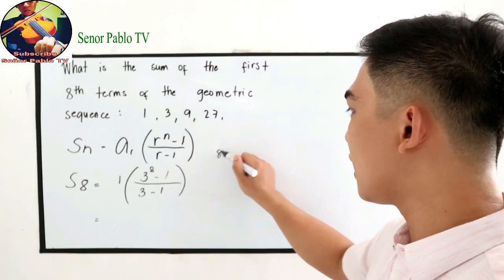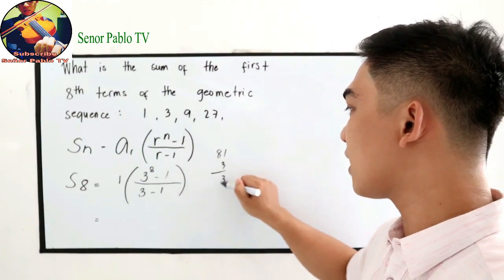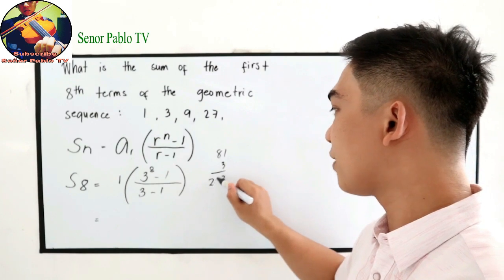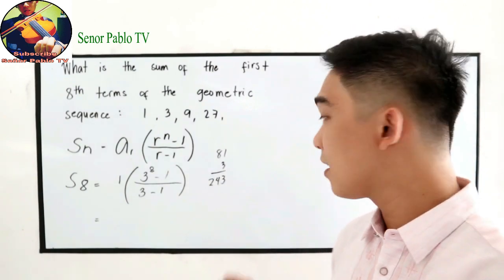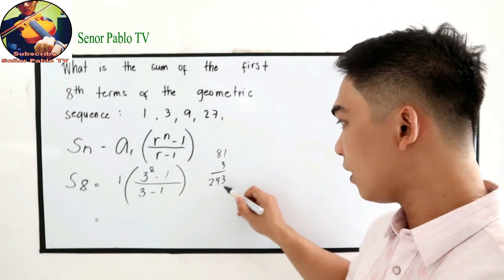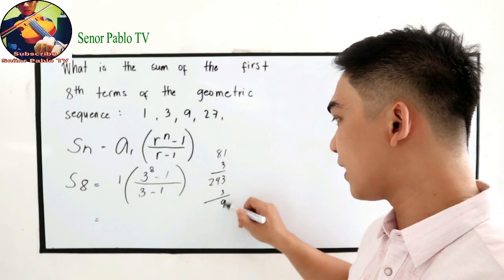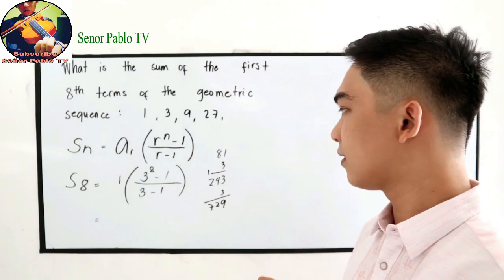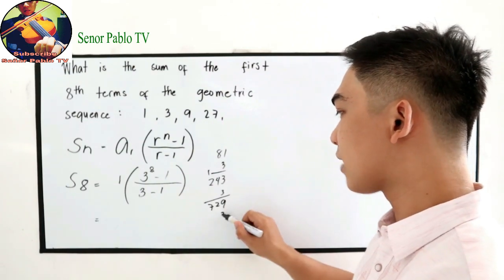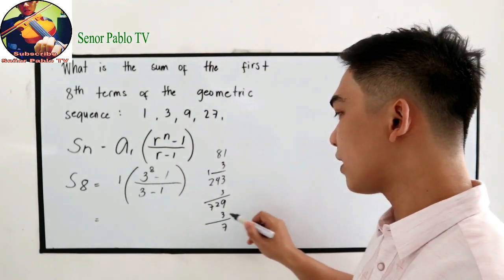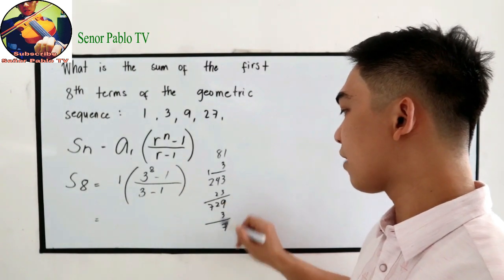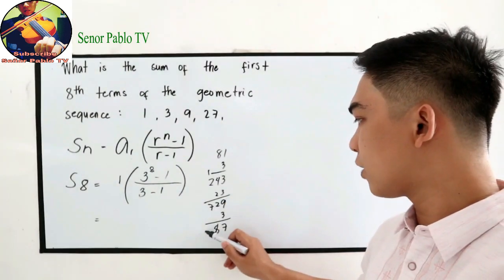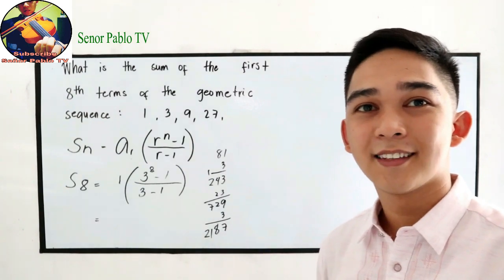So 81 times 3, that is 243. Next, 6, times 3, 9, 12, carry 1, 6, 7, 2, 9. Next, 7, times 3, 27, carry 2, 6, 7, 8. 7 times 3, 21.